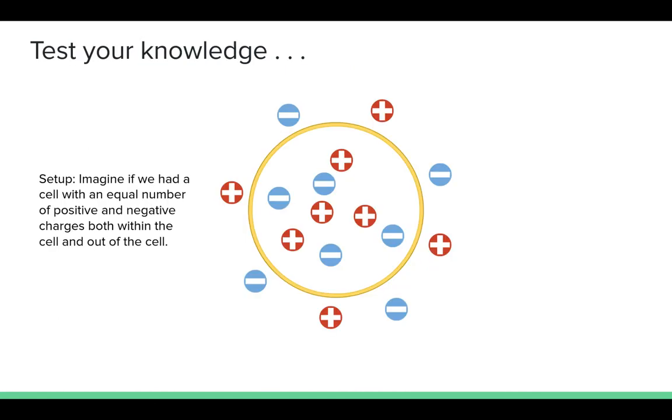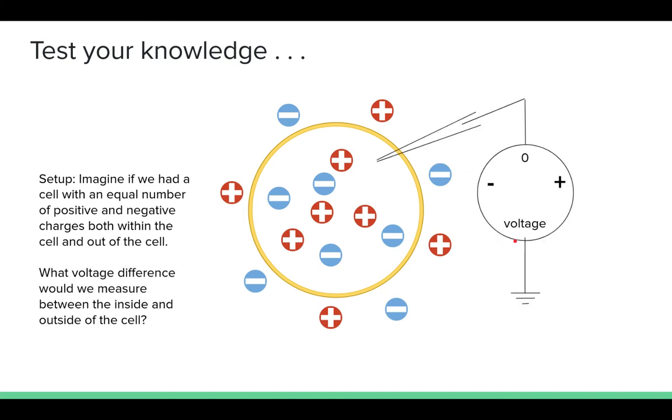All right. So for this portion, I just want to walk you through a bit of a thought experiment to help you understand how all of these parts fit together. So the setup is this. Let's imagine that you had a cell, and this could actually be any cell. It wouldn't have to be a neuron. This is our cell membrane, which means this is the inside of the cell and this is the outside of the cell. And let's imagine that we had a cell with an equal number of positive and negative charges inside the cell and an equal number of positive and negative charges outside of the cell as well.